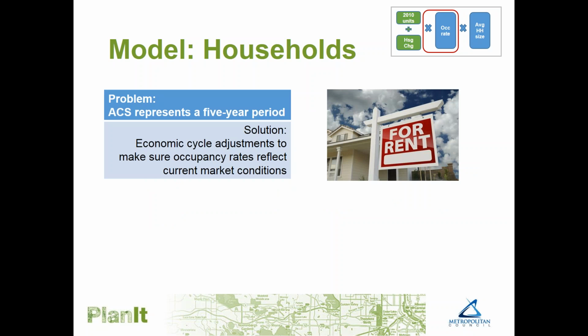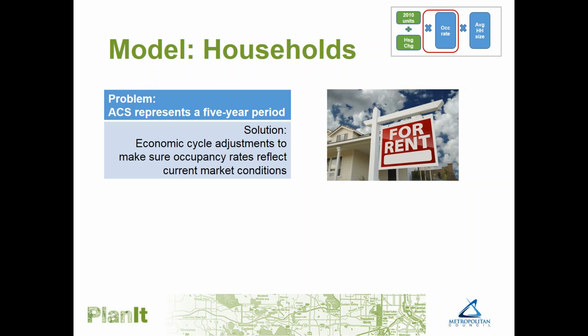We rely on that ACS data because they have the advantage of being specific to each community and housing type, but they do have a couple shortcomings. First, they're averaged over a 5-year period, so they don't reflect the latest market conditions. Our vacancy rates, you may have heard, are some of the lowest they've been, historically speaking, which means that our occupancy rates are some of the highest that they've been. So we want our estimates to reflect that.